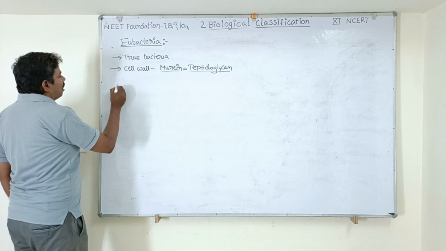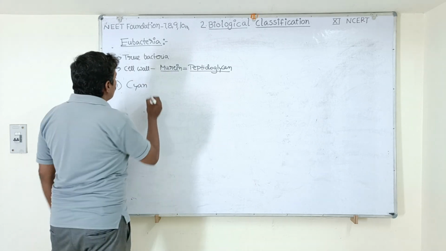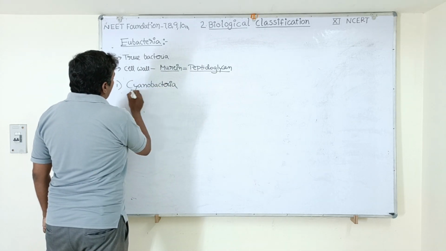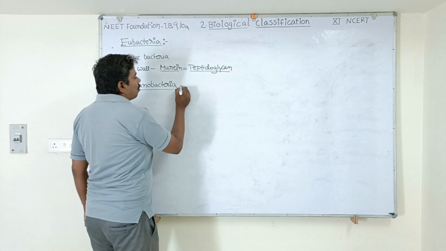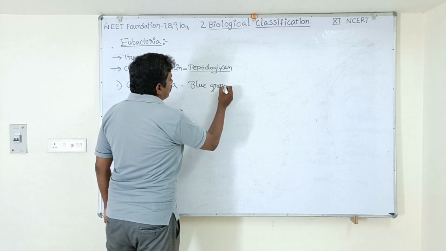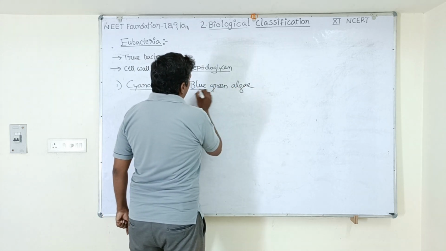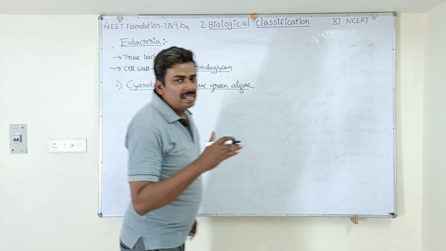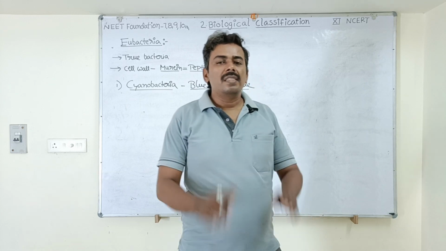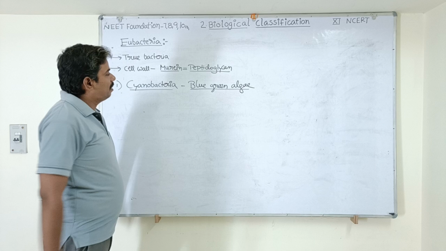First is cyanobacteria. What bacteria? Cyanobacteria. Cyanobacteria is also called blue-green algae. These bacteria are also called blue-green algae. So why are they called blue-green algae? They occur in colors like blue and greenish color. That's why they are called blue-green algae. Actually, they are not algae, but it is a nickname given to this bacteria as blue-green algae.